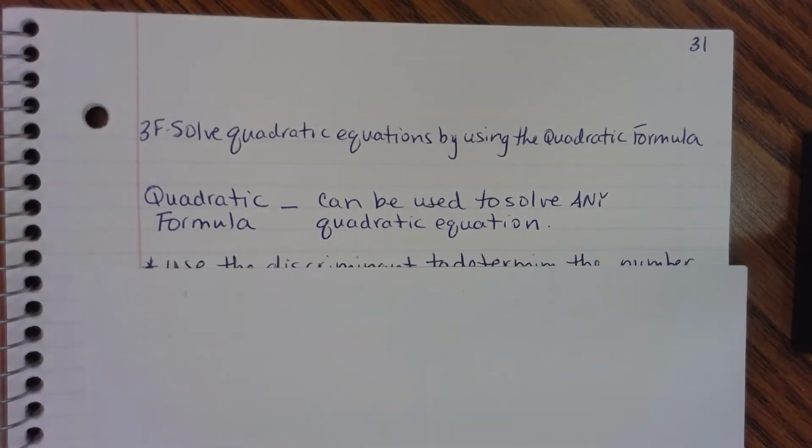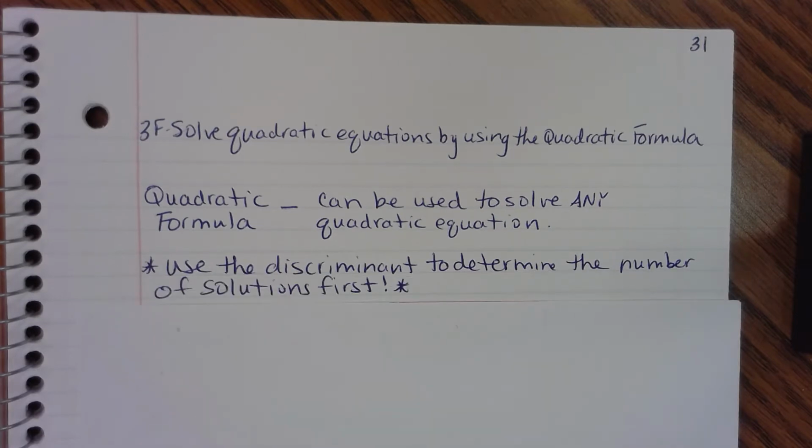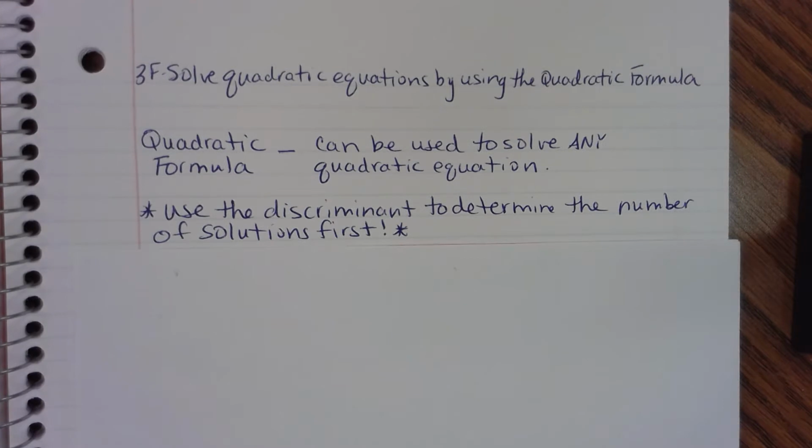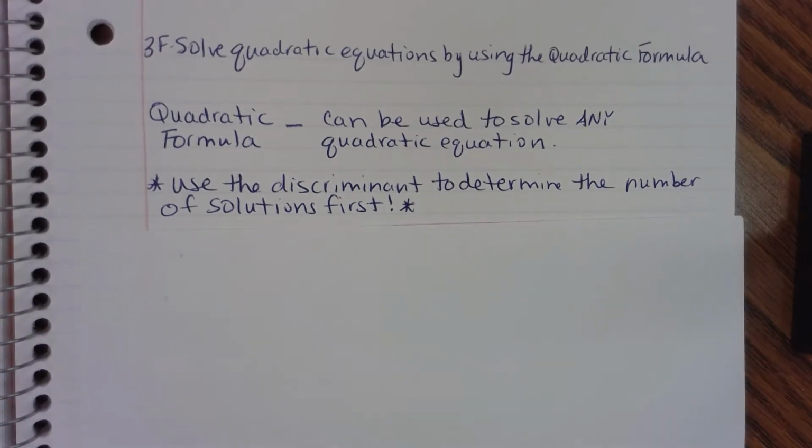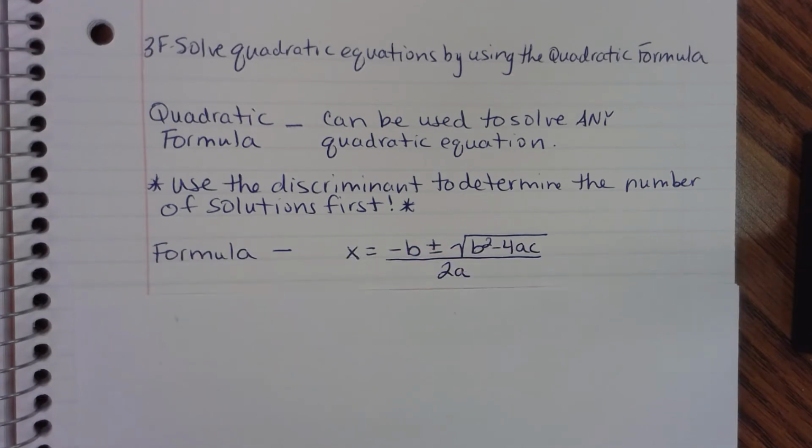When we use the quadratic formula, as mentioned in our last section, we're going to use the discriminant to determine the number of solutions first, because the discriminant actually appears in the quadratic formula. So we've already learned about half of what we're going to do. The quadratic formula is the following.